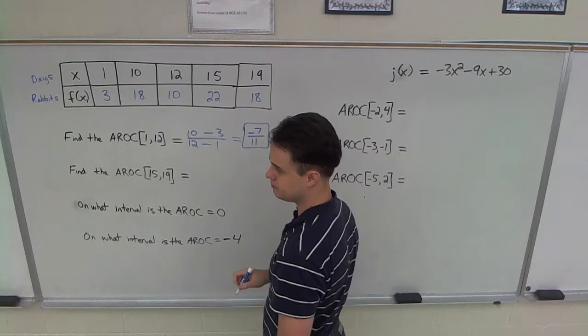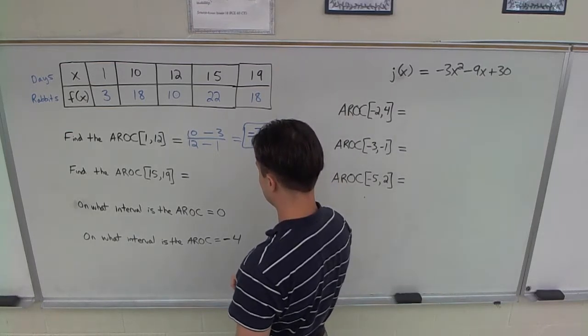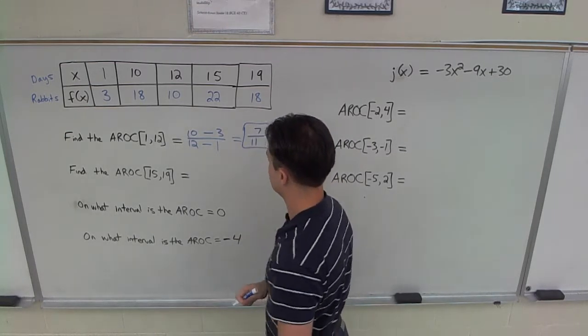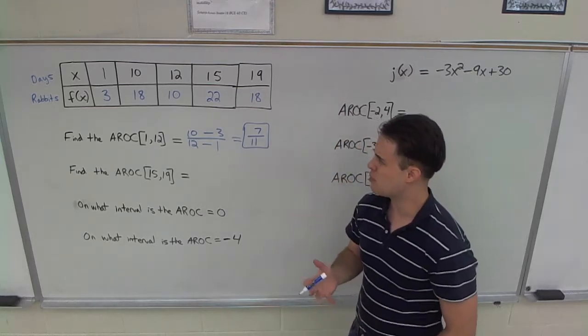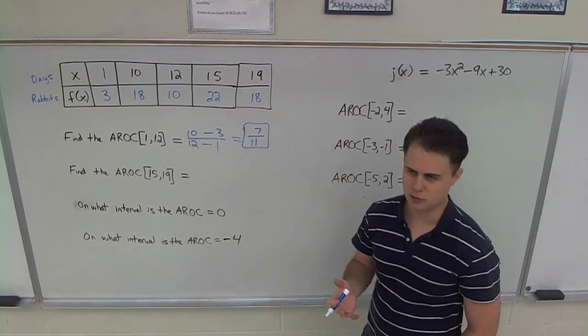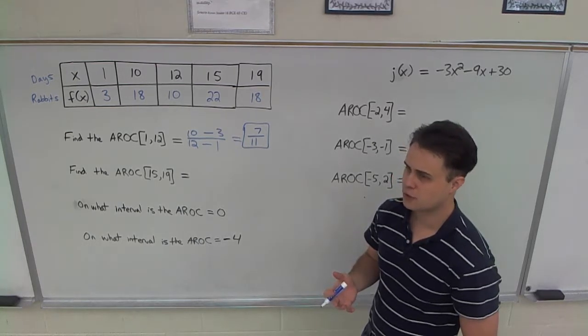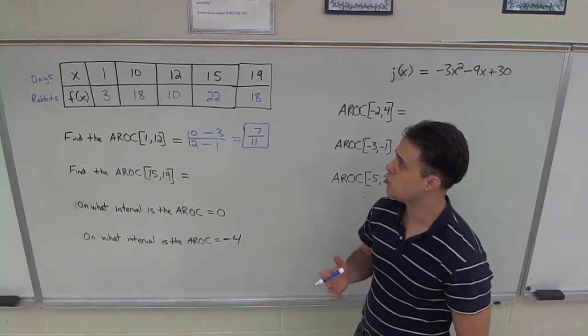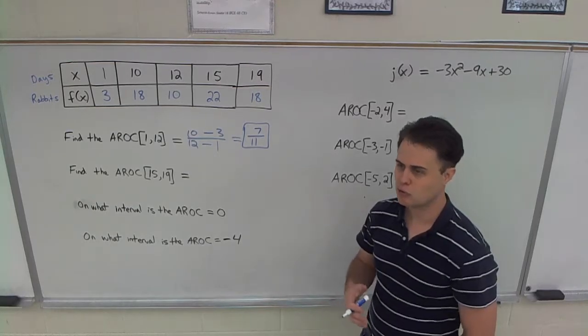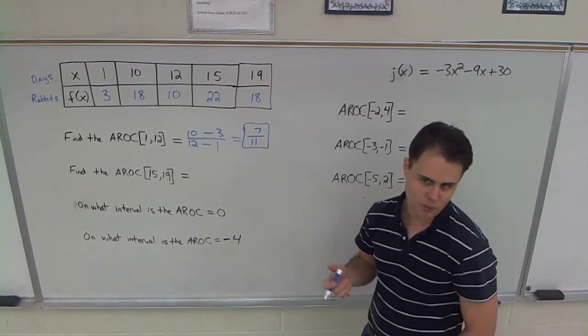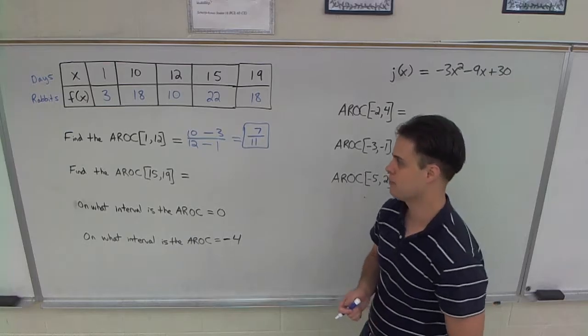Why is it negative on the top? Oh, I don't know. 7 over 11. The rabbit population isn't decreasing on that first interval, is it? Between 1 and 10? No. Between 10 and 12? Yeah, but between 1 and 12, 3 to 10 is going up, so we should have a positive number of rabbits, right?